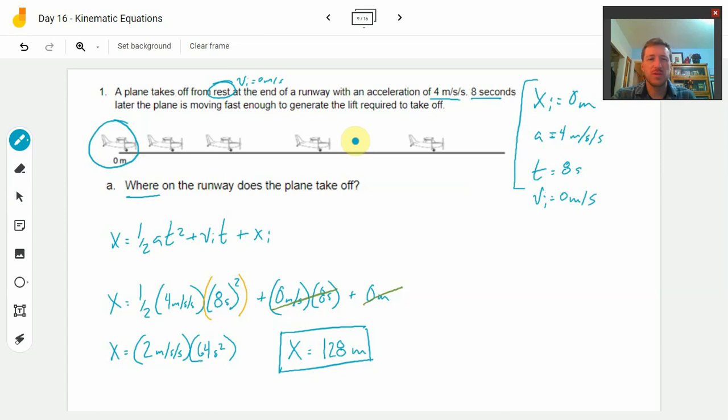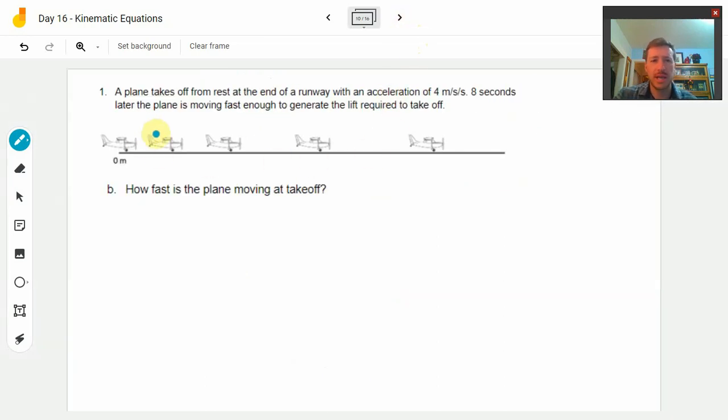All right, moving on to the next problem. In this case, we want to know how fast the plane is moving at takeoff. Once again, we know the acceleration is 4 meters per second per second. The starting position is 0 meters. The initial velocity is 0 meters per second. And the time of takeoff, the time that we're concerned with, is 8 seconds.